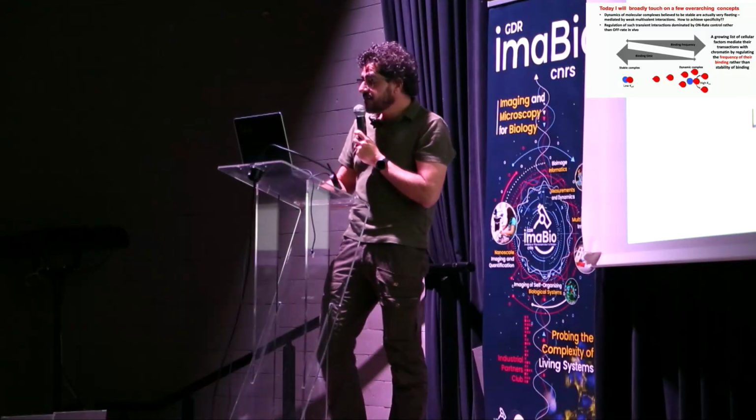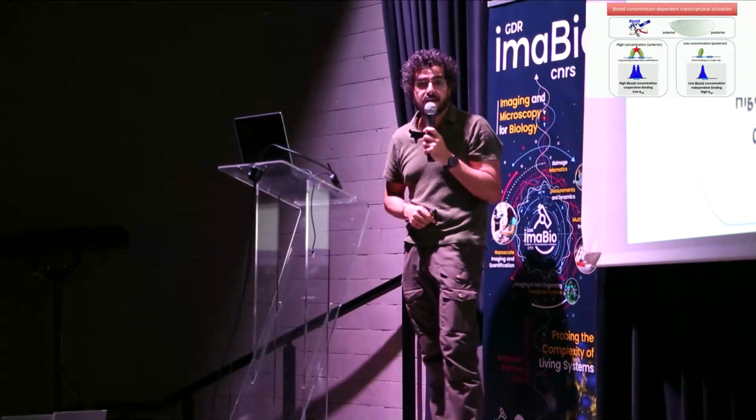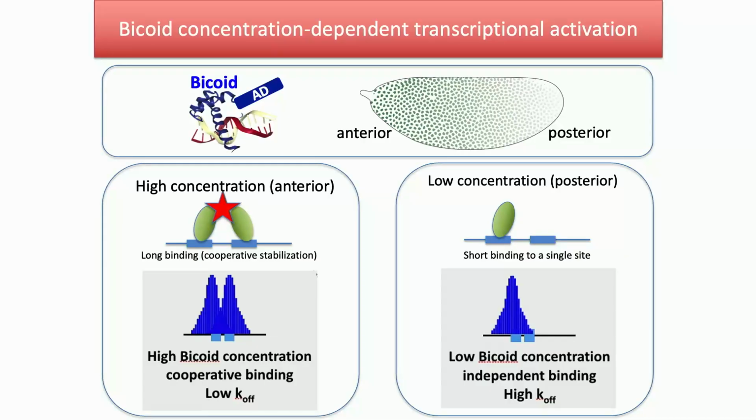And so one of the first illustrations of this really comes from work that was done in my lab a few years ago now, working on a specific transcription factor. This is a protein that binds DNA, Bicoid. Bicoid is an important transcription factor in Drosophila development. It's going to be present in the developing embryo at very high concentrations in the anterior and at very low concentrations in the posterior.